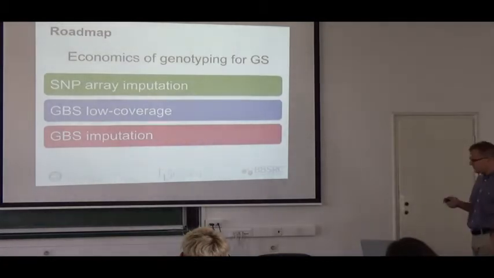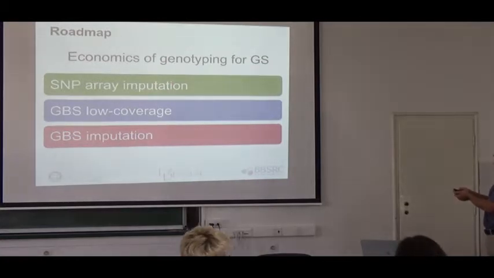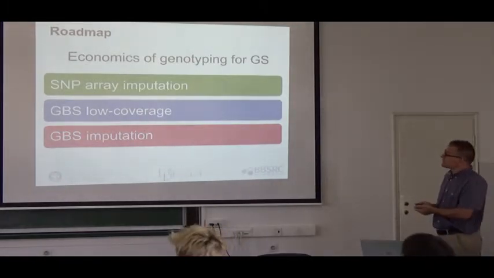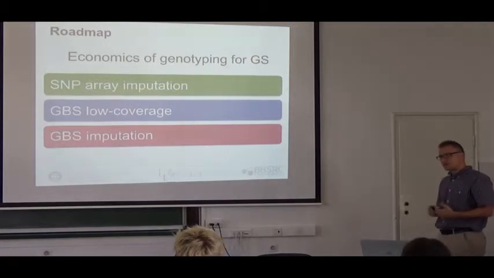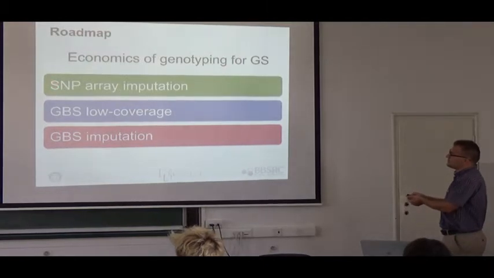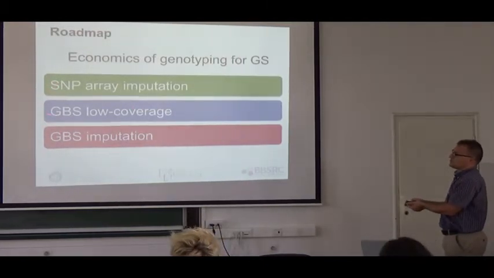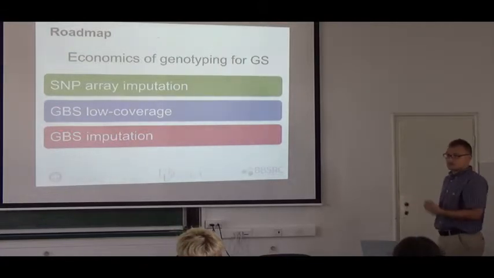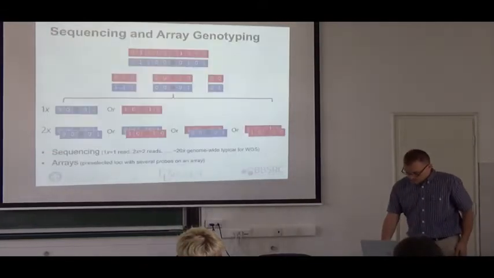And this is pretty much what I'm going to talk about. I'm essentially going to go through three things. I'm going to show you how we can improve the economics of genotyping for genomic selection, because genotyping is one of the most expensive parts of genomic selection, in addition to phenotyping, but I'm not going to touch phenotyping at all. I'm going to achieve it either through SNP array imputation, or through a technique called genotyping by sequencing, where I'm going to try to lower the cost by doing so-called low coverage sequencing. Then I'm going to use the same data, impute it, and see how much I can benefit from it.